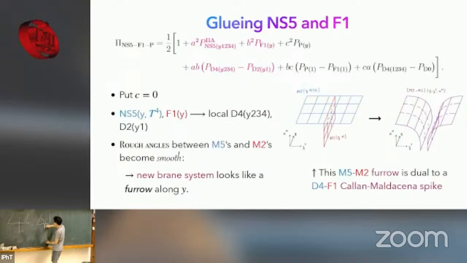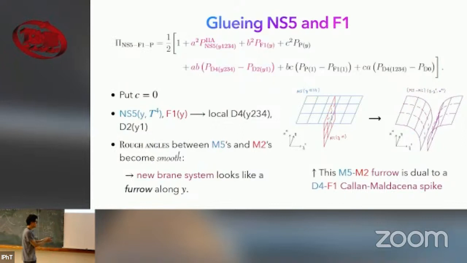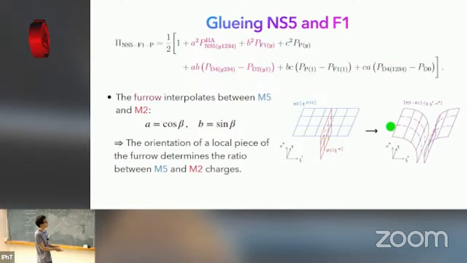And so this is the real picture that you see. As you move along the spike, you would see that here you would have more and more of the fundamental string charge, whereas here you have only the D4 charge. So here, it's similar. When you are up here, you have only the M5 charge that would correspond to the M5 that is here. And when you are down here, what you measure is only the M2 charge. So the orientation of the local piece of the furrow determines the ratio between the M5 and M2 charge.